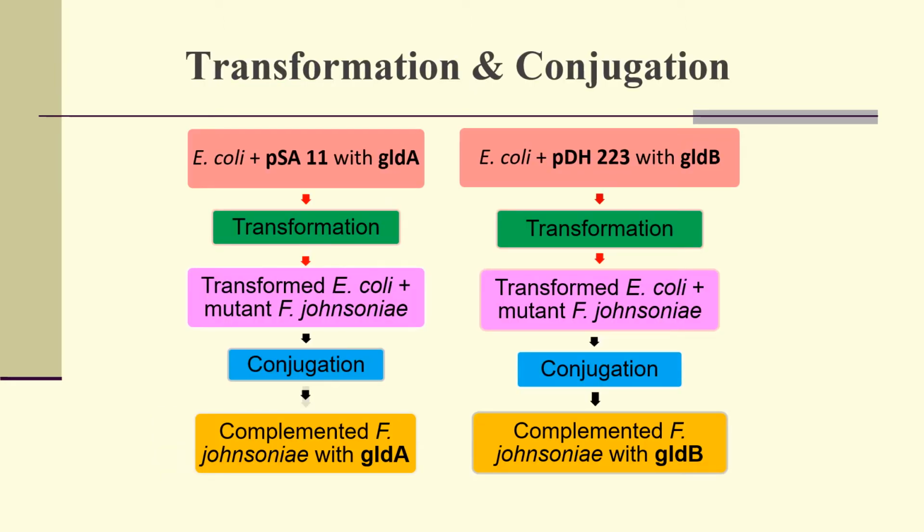This is the flow chart to show the transformation conjugation experiment. So first the transformation was conducted and we transferred the plasmids into E. coli and confirmed by extracting the plasmids and running it on a gel. Now we are at the conjugation step.